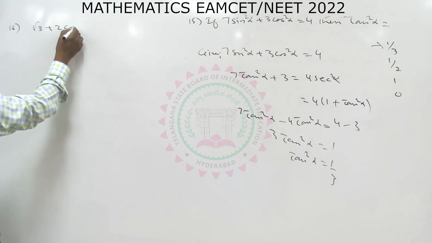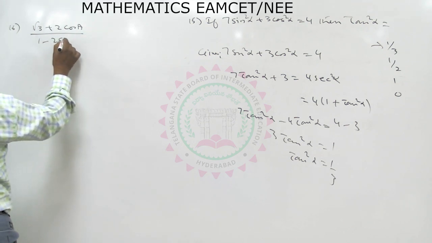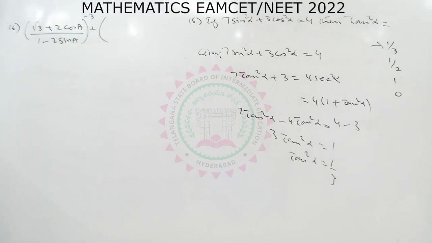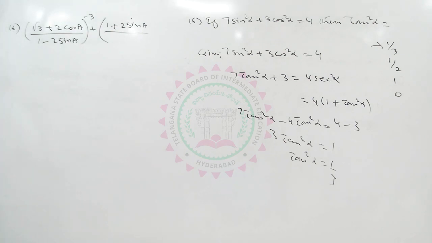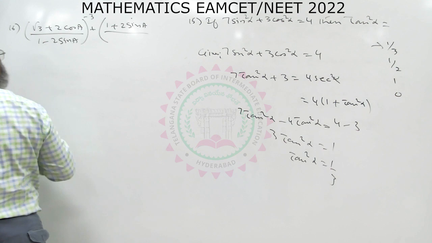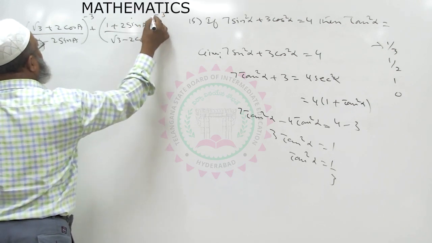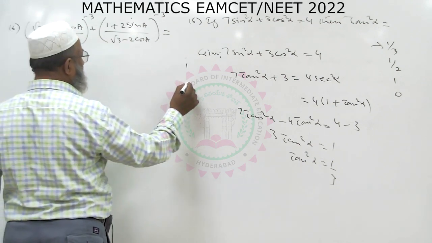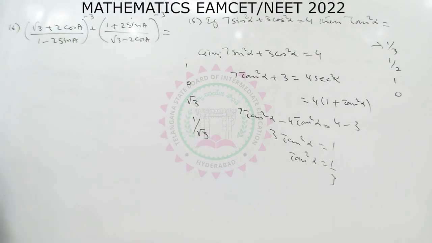The question is: (root 3 plus 2 cos A by 1 minus 2 sin A) whole power of minus 3, plus (1 plus 2 sin A divided by root 3 minus 2 cos A) whole power of minus 3, is equal to. Options are 1, 0, root 3 and 1 by 3.